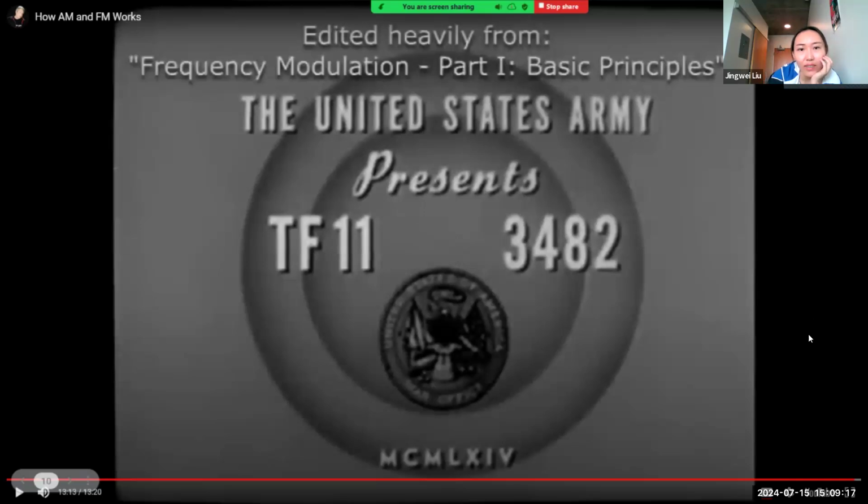And so it gives a very detailed illustration of the radio communication process. And let me see, what is this? Frequency Modulation Part 1, Basic Principles. The United States Army presents, TF-11.